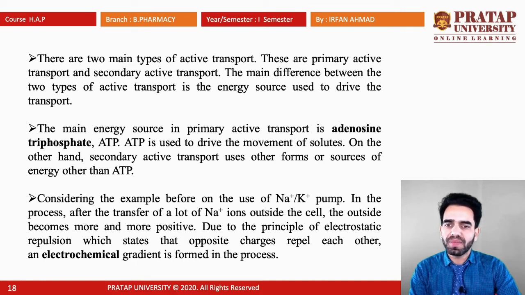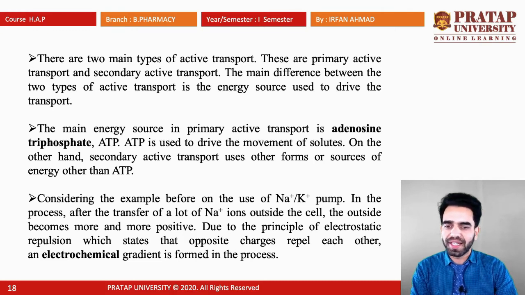Okay, so in case of primary active transport, the driving force, the energy source, is adenosine triphosphate, ATP, which is also called the energy currency of the cell. So ATP is used to drive the movement of the solutes. The solutes can move only because of the ATP. While secondary active transport uses other sources of energy other than ATP. So primary active transport depends entirely upon ATP, while secondary active transport depends upon modes of energy other than ATP.